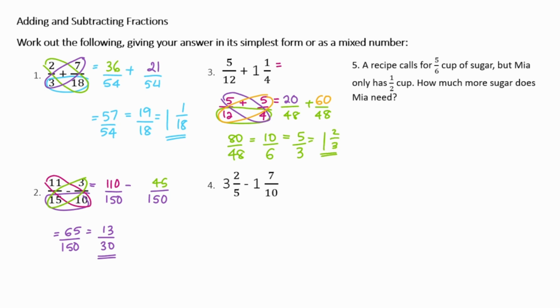For number 4, both of these fractions are mixed numbers, so we will first convert them into improper fractions. The first one will be 17 over 5, and we're taking away 17 over 10. To get a common denominator, we can do 5 times 10, and that gives us 50. The first numerator will be 170, and the second numerator will be 85. 170 take away 85 gives us 85, and the fraction will be 85 over 50.